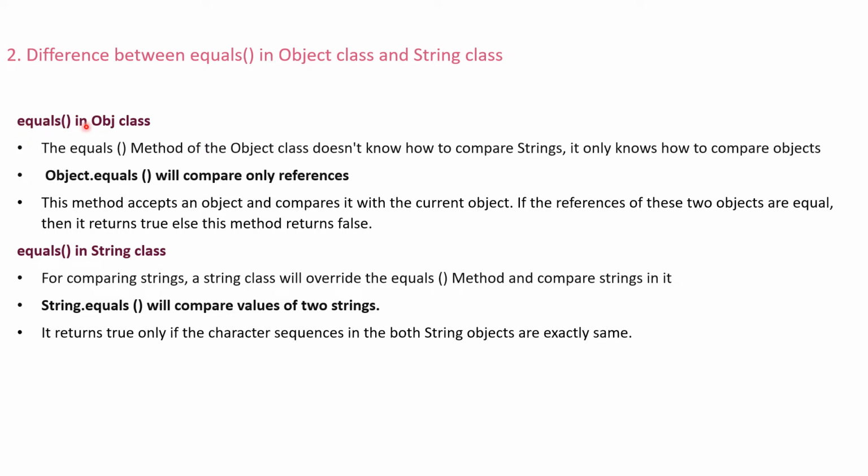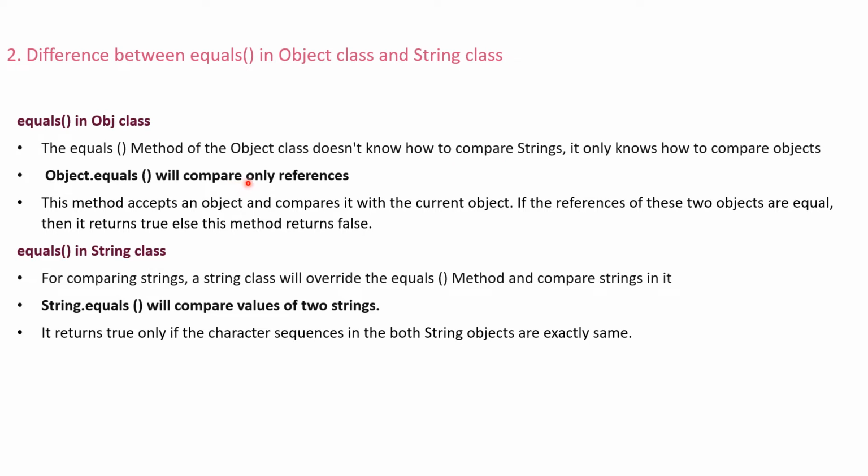The equals method of the Object class doesn't know how to compare strings. It only knows how to compare objects. Objects can be of any type, whether an employee, a user, a string or an integer; we don't know the specific data type. Those are called objects. So the equals method in the Object class doesn't know exactly how to compare strings.